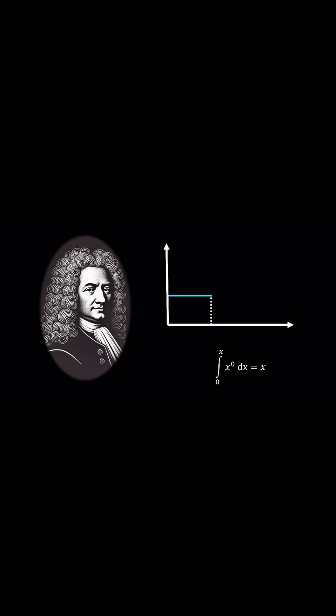Next, consider the function where x is raised to the power of 1. The area under this curve forms a triangle, which has an area of 1/2 multiplied by x squared. So the integral of x is x squared divided by 2.